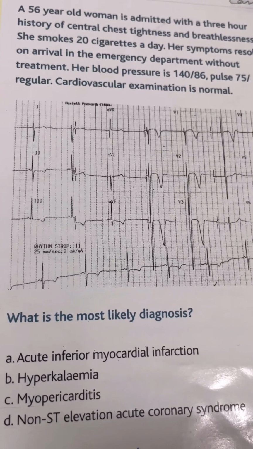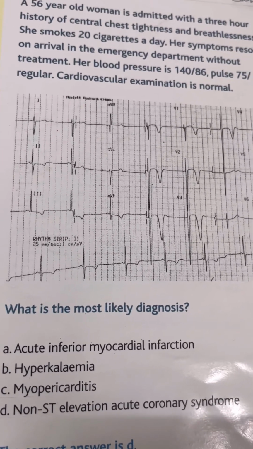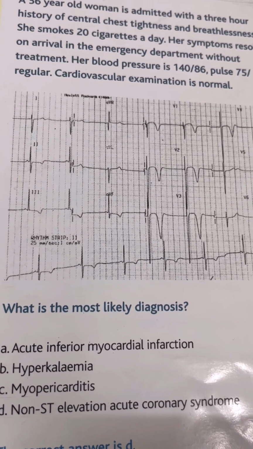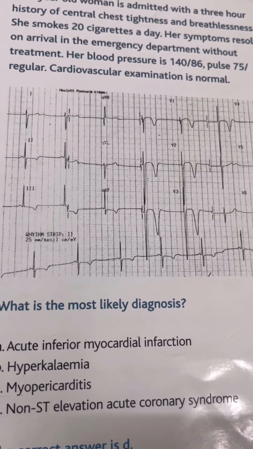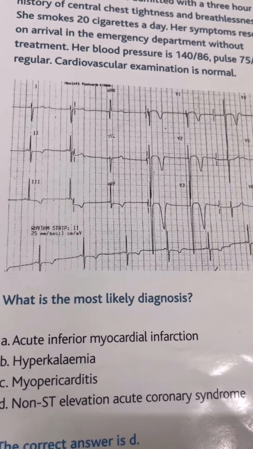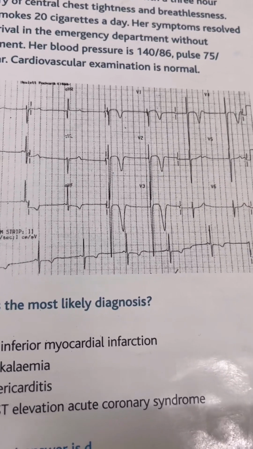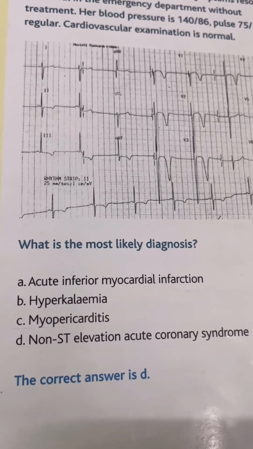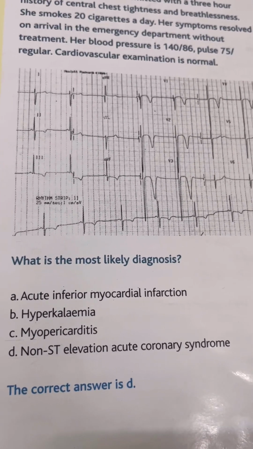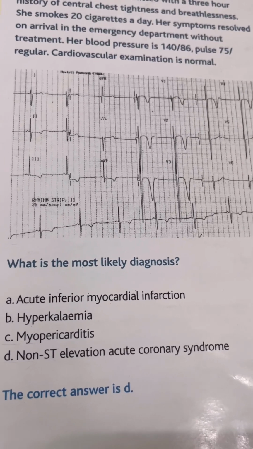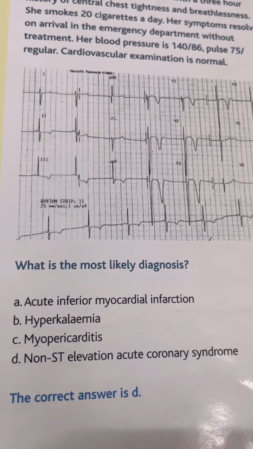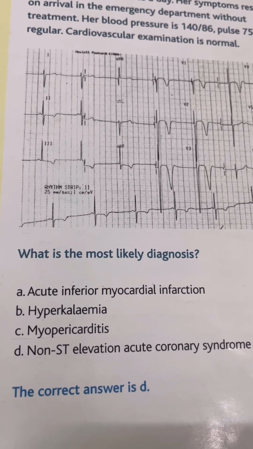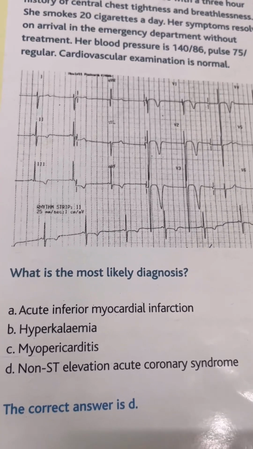A, acute inferior myocardial infarction; B, hyperkalemia; C, myopericarditis; or D, non-ST elevation acute coronary syndrome. This is the ECG. Now, the correct answer is D. It is non-ST elevation acute coronary syndrome. Now, I will discuss the case, how this choice is correct and others are not.